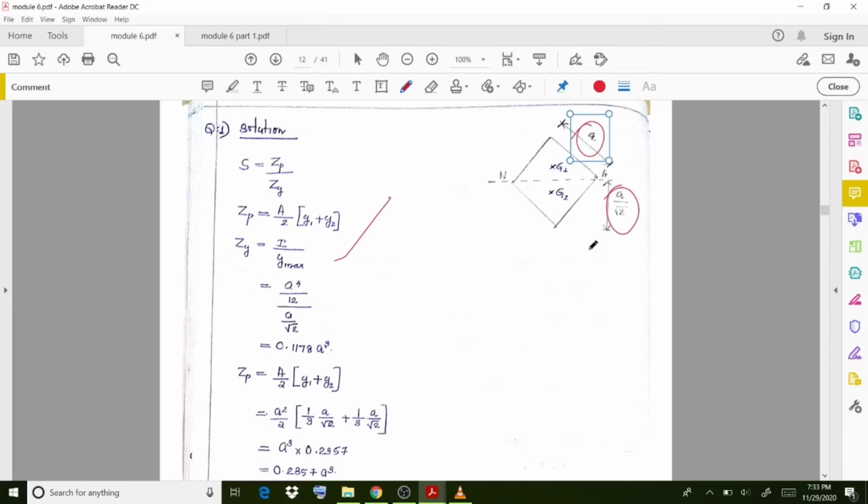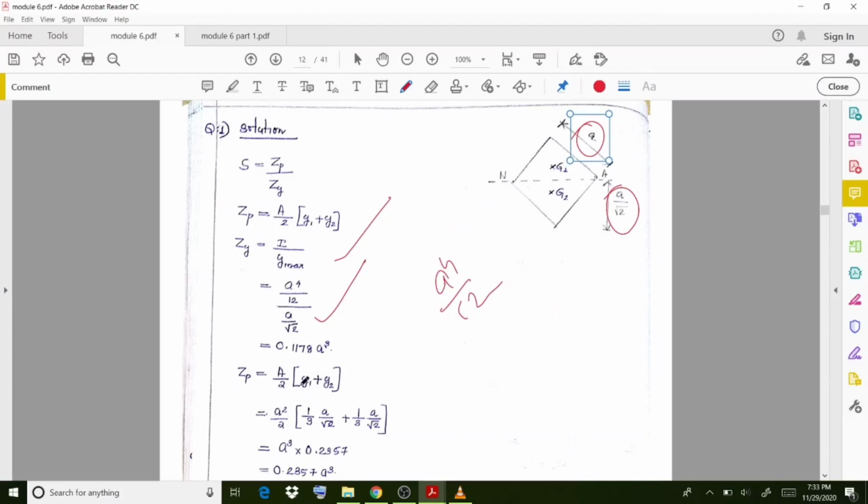So that's the value for this case. If one side is a, and you consider the diagram in this way, the value of y max is going to be a by root 2, and the moment of inertia is going to be a raised to 4 by 12. So that's the value for Zy.